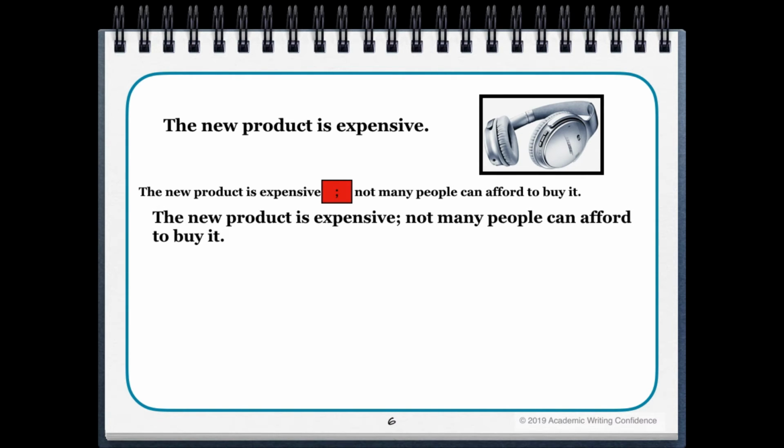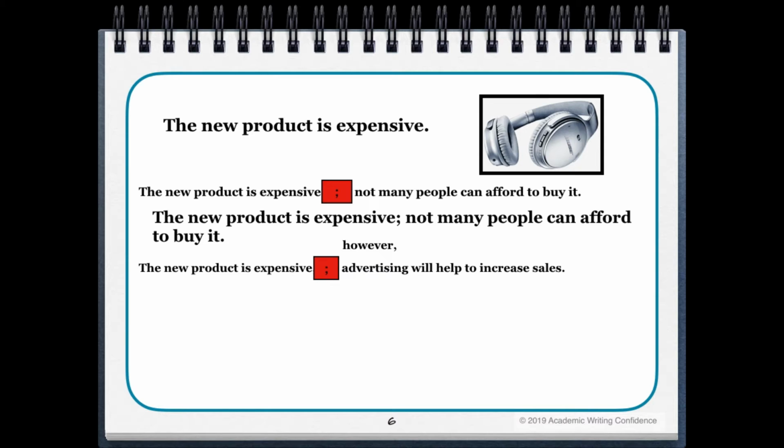The new product is expensive; not many people can afford to buy it. Let's try it with the sentence that we used the word but. Now in some cases you might want to add another word into your sentence. So here's our original sentence. Again, we take the comma and the word but out of the sentence and replace it with a semicolon.